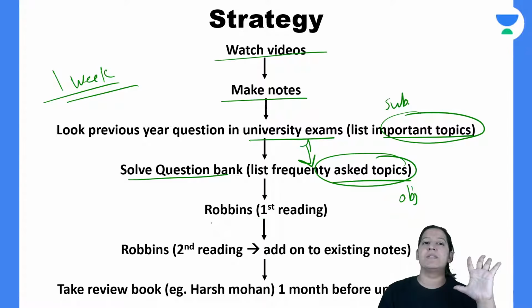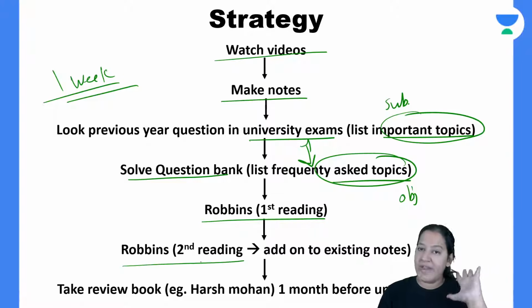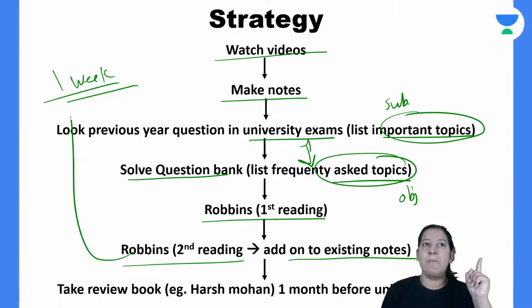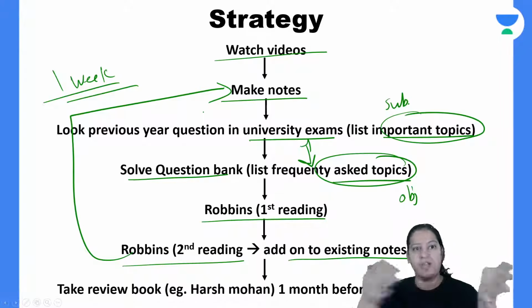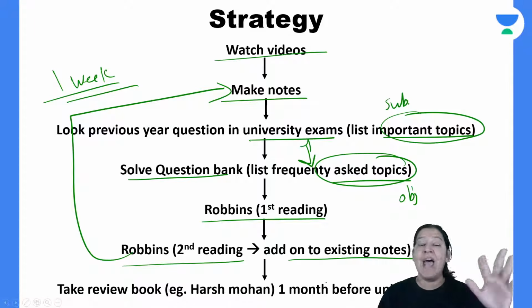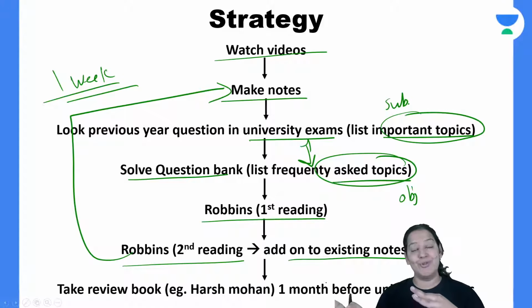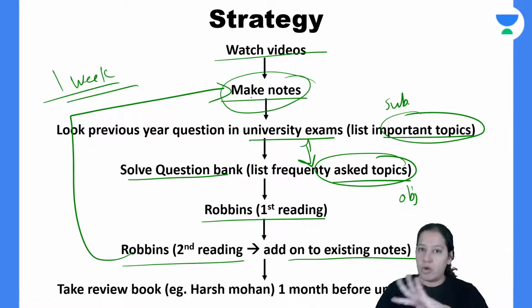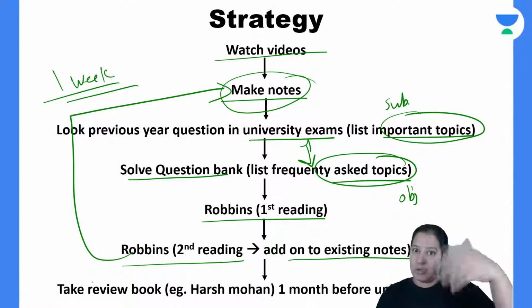Then start reading Robbins. Read 1, read 2. During read 2, my advice, my humble request to all of you, please add on to your existing notes. Whatever extra point you got, please add in your notes. Don't try to make notes directly from Robbins. Nobody till date has converted Robbins into notes. If you're thinking like this, you are underestimating Robbins. Don't underestimate Robbins. You can't, nobody till date, even I can't. First, make your rough notes, your gross notes. Then you can do the add-ons.